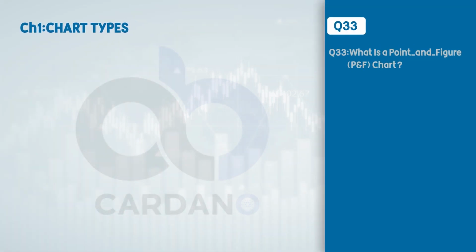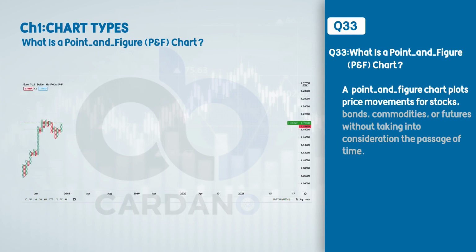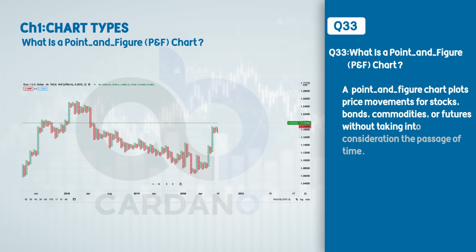Question number 33. What is a point and figure PNF chart? The answer is, a point and figure chart plots price movements for stocks, bonds, commodities, or futures without taking into consideration the passage of time.